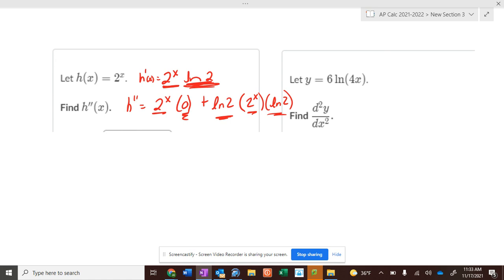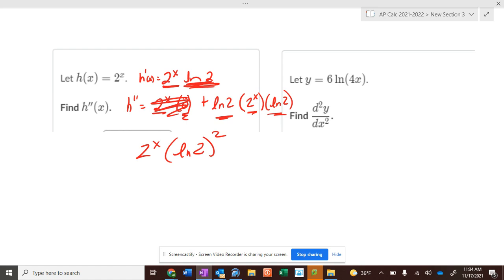All right, so 0 times this cancels. So it's 2 to the x times the ln of 2 squared. I'm still confused as to why the derivative of ln 2 is 0. It's like a number. Punch the ln of 2 into your calculator, I bet you get a number. The derivative of the ln of 2 is a number.